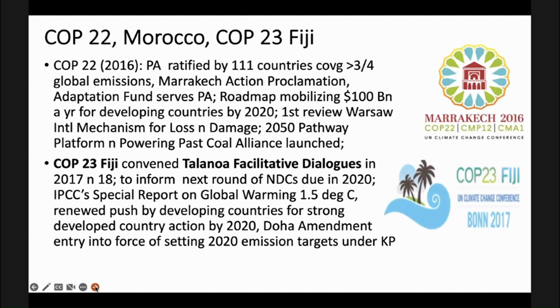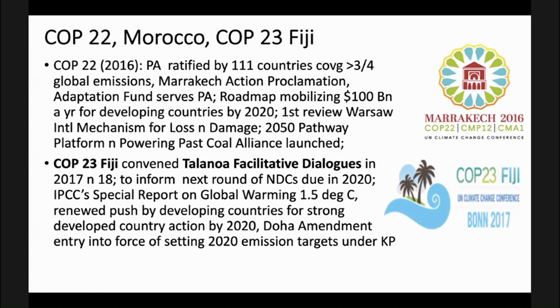What has happened after Paris? The Paris Agreement, PA, was ratified by 111 countries, covering 3/4 of global emissions. So it came into force earlier than expected, which is good. It created the Marrakech Action Proclamation by His Majesty. It identified that the Paris Agreement was being served by the Adaptation Fund. It drew up a roadmap for mobilizing the 100 billion a year, not yet achieved, unfortunately. It reviewed the Warsaw International Mechanism and created new alliances, the Pathway Platform 2050 and Powering Past Coal Alliance launched. These are alliances of countries and organizations.